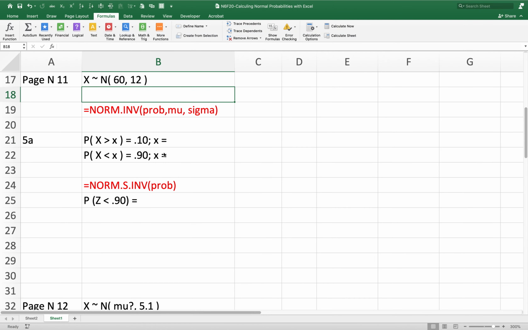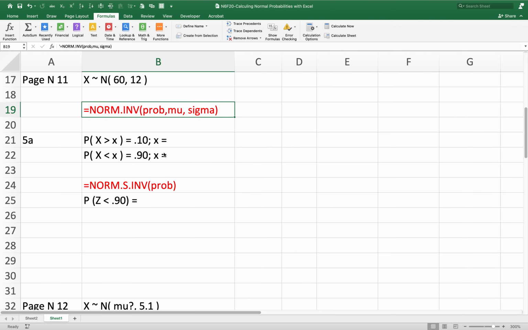Let's take a look at what we've got over here. Again, x is normal, mean of 60, standard deviation of 12. We want to find an x value so that 10% of the distribution, or the marks in this case, are above that x value. We need to think of it in terms of, well, what percentage would be from that point down? And that would be the complement of 10%, which is 90%. 90% of the marks are below the x value.